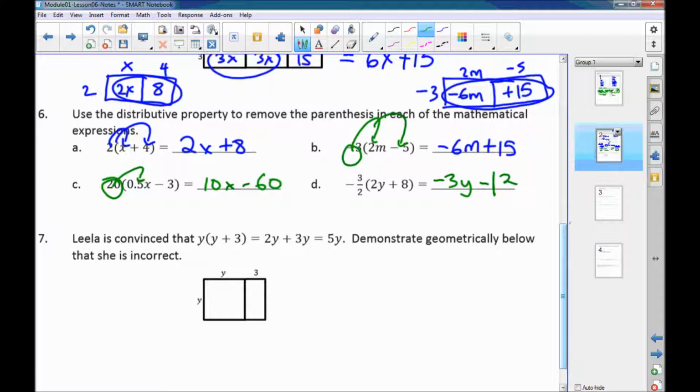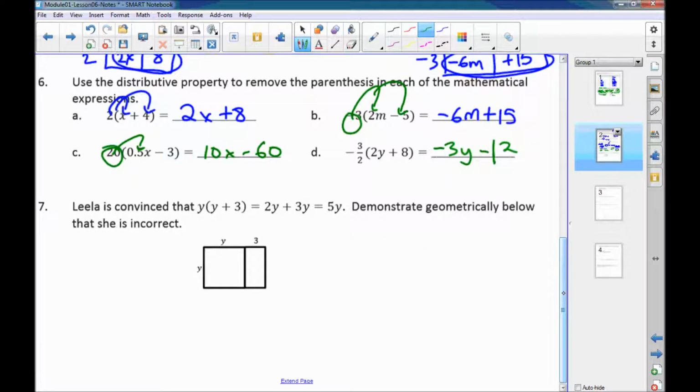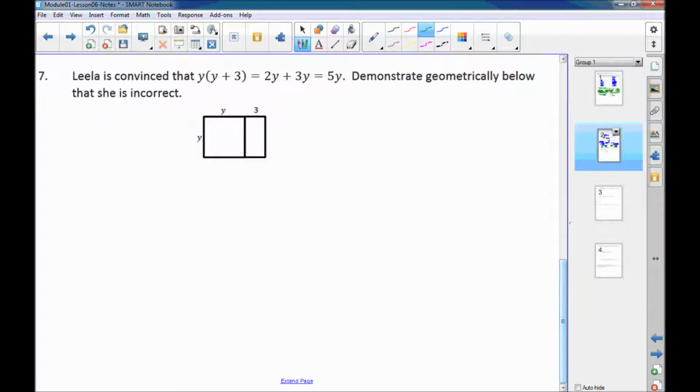All right, so here we have a question by Leela. And Leela is convinced that y times y plus 3 should equal 2y plus 3y, which is the same as 5y. And we wanted to demonstrate geometrically why she is incorrect. Okay. So she thinks that if I multiply this y times this y, I should get 2y. It's two of those y's there, right? And then y times 3 will give us 3y, and then you can add them up and get 5y. That's what she's seeing. All right, so we have to be careful.